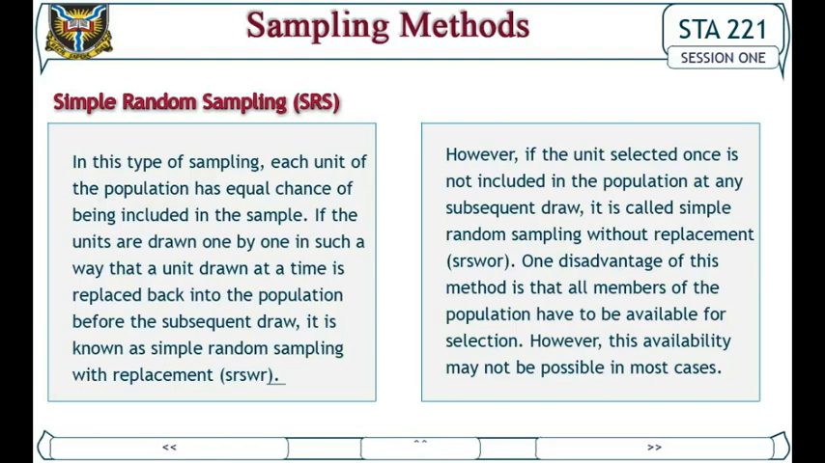However, if the unit selected once is not included in the population at any subsequent draw, it is called simple random sampling without replacement, SRSWOR. One disadvantage of this method is that all members of the population have to be available for selection. However, this availability may not be possible in most cases.